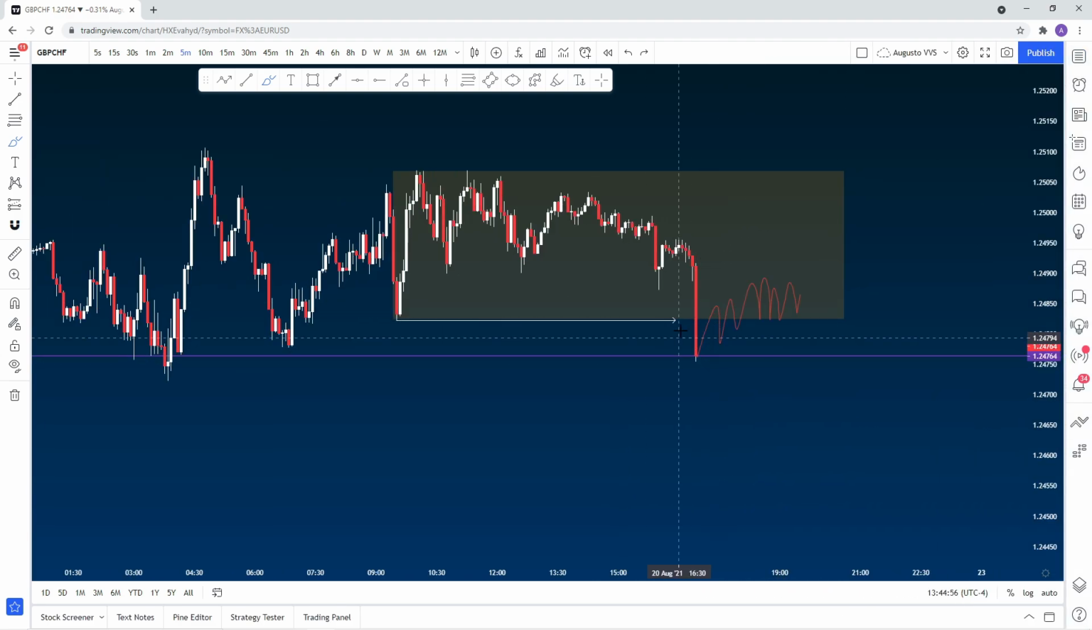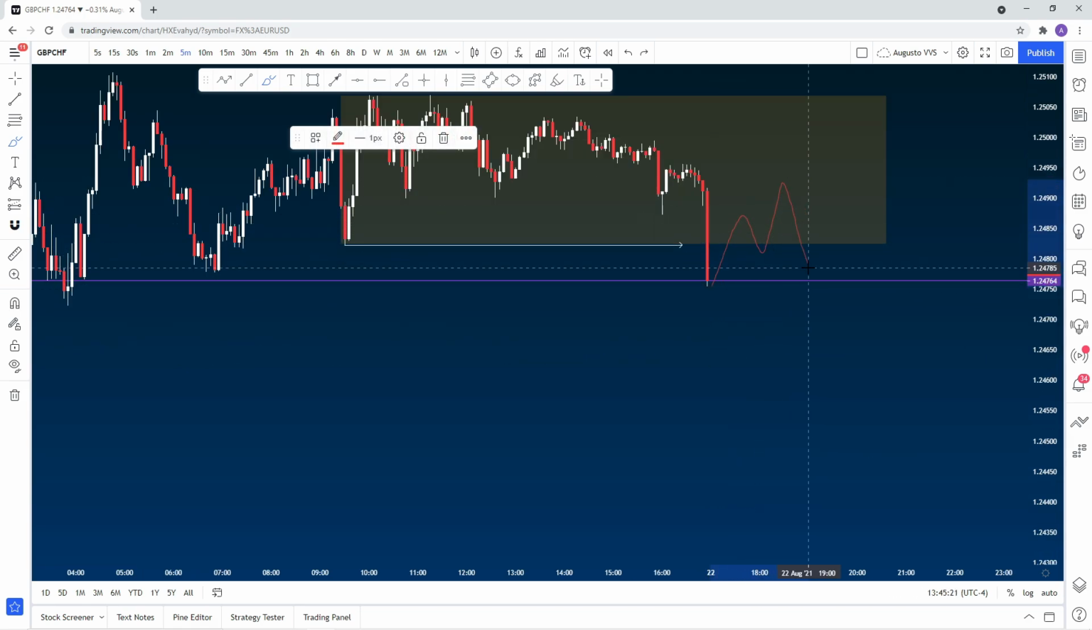So the next day, we're going to wait for distribution with a break of market structure, or a normal break of market structure like this one. Once we have the confirmation, you will enter at the test or however you want to enter. You can find this on my videos. I won't explain how to enter now.